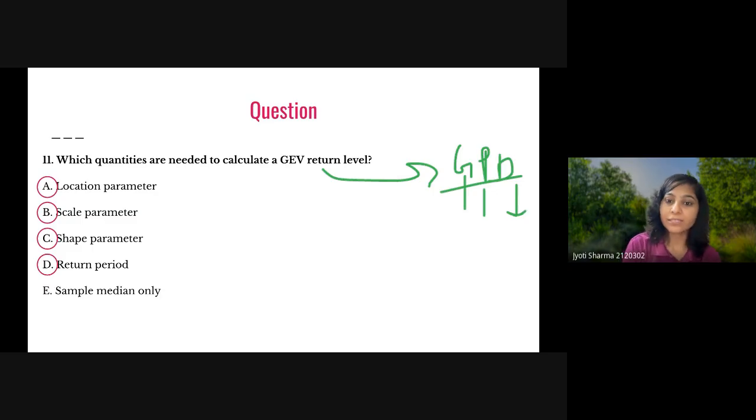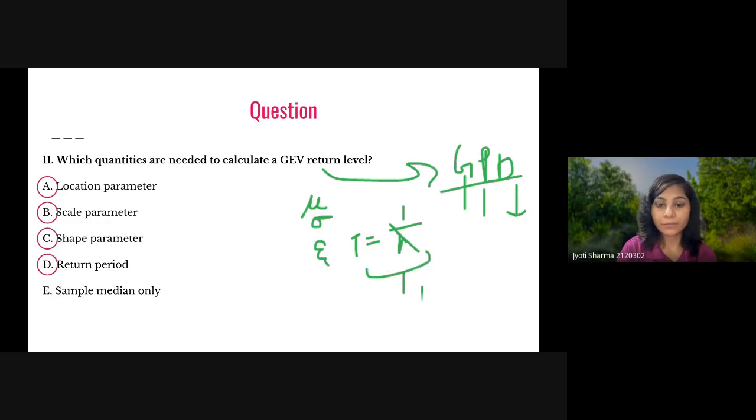And in this generalized Pareto distribution, we have parameters that we are calculating: the mean, sigma, and xi. Based on these values, we can calculate the time, which is 1 by lambda, and this is your return period. You can tell the possibility, or the probability percentage, that we will get that event in, let's say, 5 years or 10 years. We can give the probability of that based on your return.